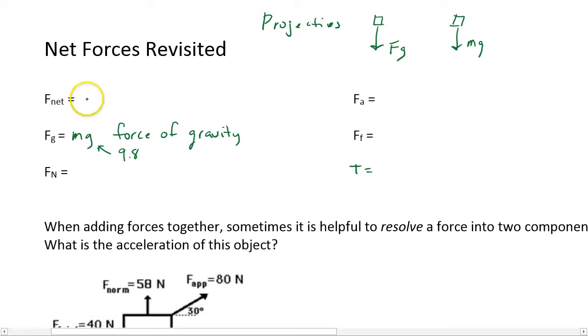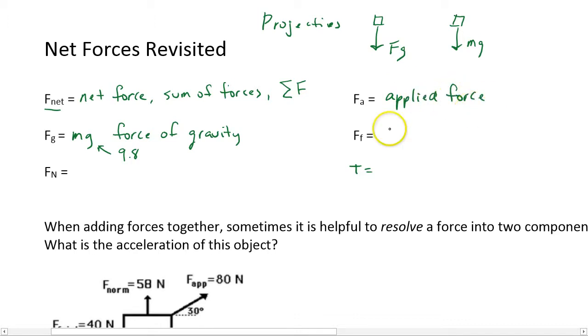The net force here, F net, is equal to the sum of all the forces. So here we can write net force, or another way of saying it is the sum of the forces. Sometimes you'll encounter the same thing with this Greek letter sigma, which means the sum of all the forces. So in some textbooks you might see something like that. Fa is another way of saying the applied force. Ff is the force of friction.